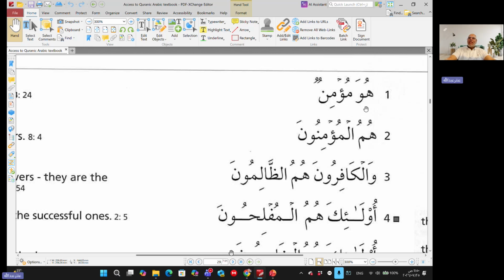هو مؤمن. هو مؤمن. Kasra is a small vowel. If it is a ya, it will be مؤمن, but it is مؤمن. Okay, this is singular male, مؤمن, believer, and هو means he is. Sheikh Yaqub, number 2.